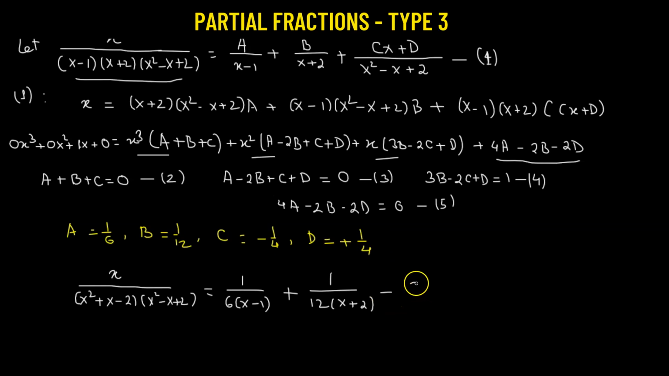So let's rewrite it in a compact form. So we have negative of x minus 1 divided by 4 times x squared minus x plus 2. Right. So this is how we have successfully resolved the given rational fraction into 3 partial fractions.